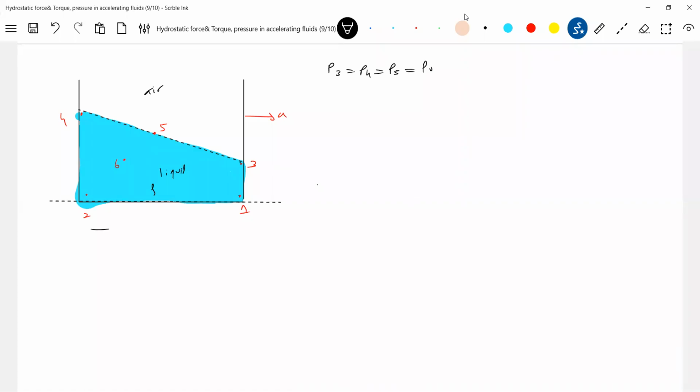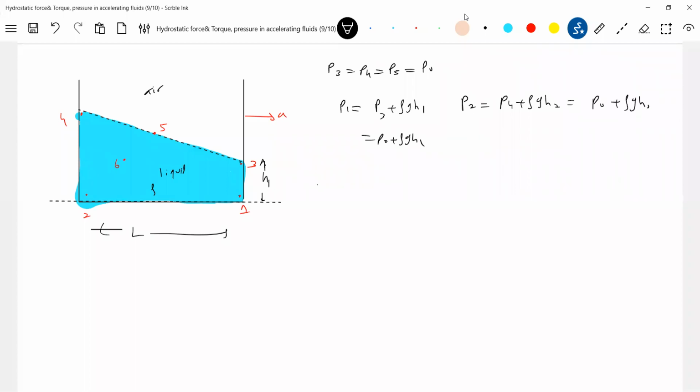Pressure at 1 depends upon this side. P1 equal to P naught plus rho g h1. Okay, fine. This pressure at 4 is P naught, no? So therefore pressure at 2 should be equal to P4 plus rho g h2. P4 is how much? I'll write one step. Now we are coming to a very generalized approach. Let this be h2. It makes an angle theta. Okay, this is about the pressures.